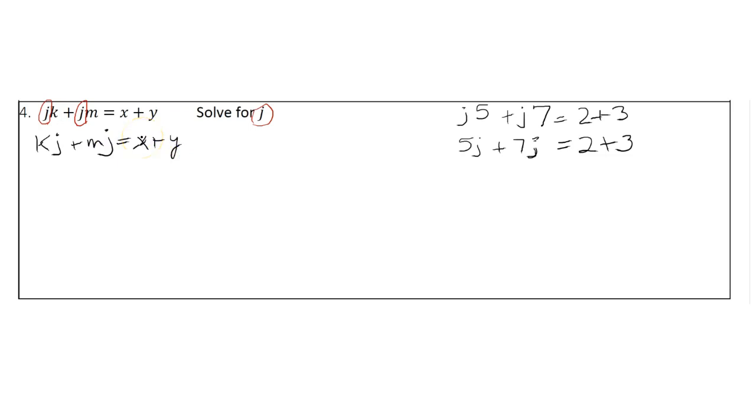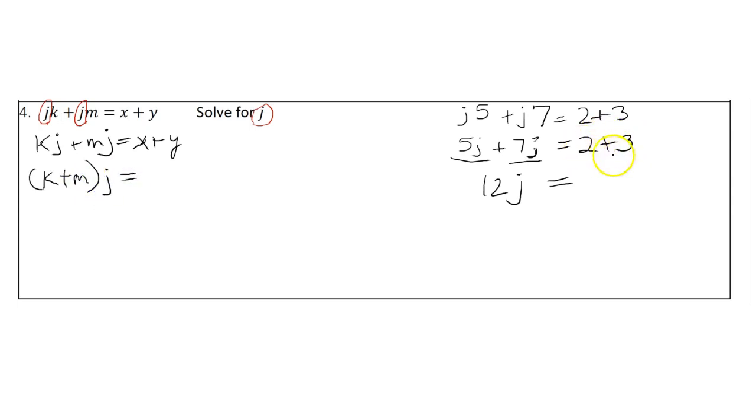To begin solving the equation on the right, we need to combine like terms. To combine 5j plus 7j, we add 5 plus 7 for 12j. To match this on the left, we need to realize what we did. We added 5 plus 7, which are represented by k plus m, and close k plus m in parentheses for k plus m times j.